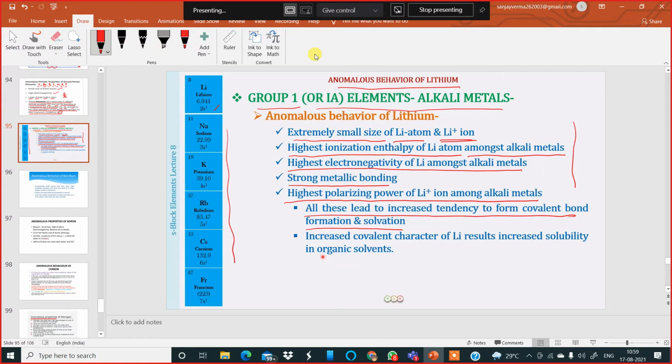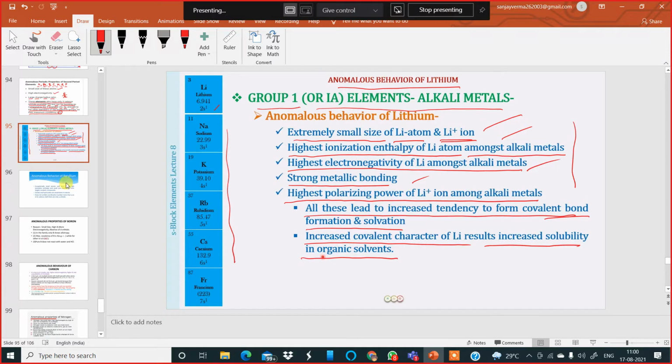But because of its small size, high ionization enthalpy, high electronegativity, strong metallic bonding, and high polarizing power, it has an increased tendency to form covalent bonds. Moreover, the increased covalent character of lithium results in increased solubility in organic solvents. So because of covalent character, compounds of lithium are soluble in organic solvents as well. This is the discussion of the anomalous behavior of lithium, which is the first element which shows anomalous behavior.